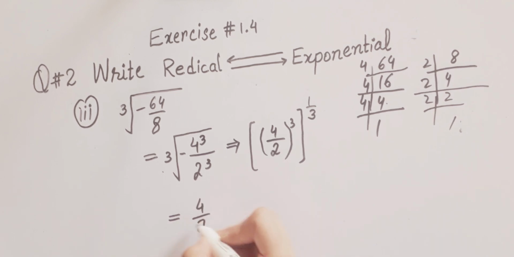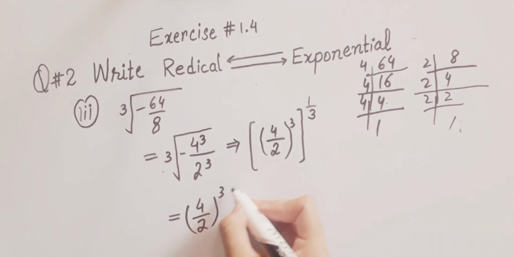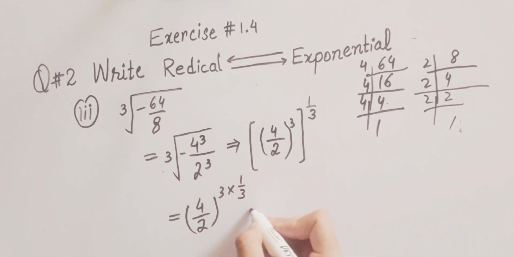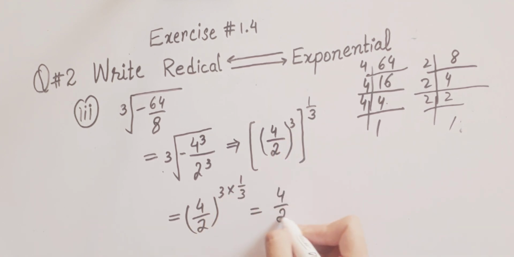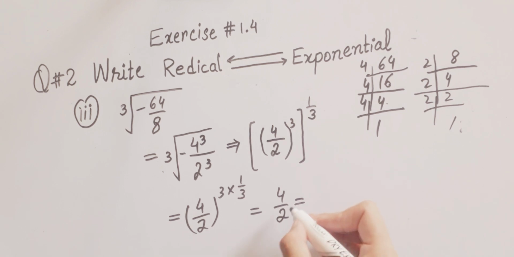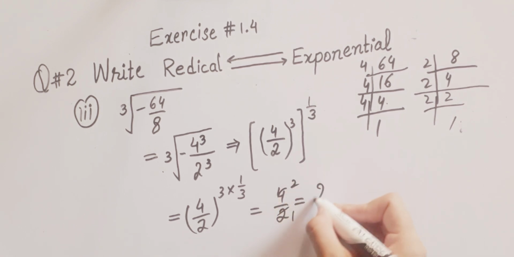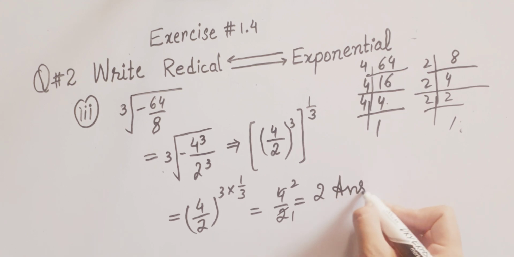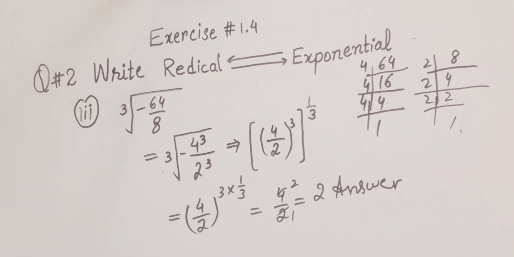4 by 2, this 3 will be multiplied by 1 by 3. We have 4 by 2. Now we will divide 4 by 2, we have 2. So 2 is the answer of this question. I hope you understand.